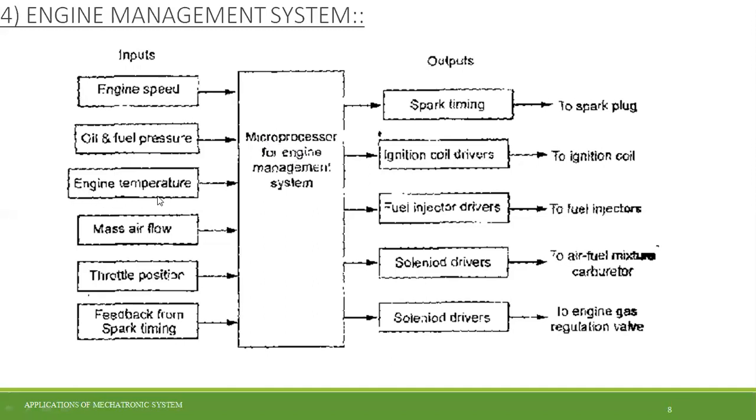Next one, how much temperature needs to exist. So whether the given material can cope with the highest temperature that is generated in the engine or not, and how much temperature needs to be achieved. That is the situation. Next, mass airflow, throttle position, feedback from the spark timings. The spark timings, in the sense, after achieving the maximum temperature, will give the signals.